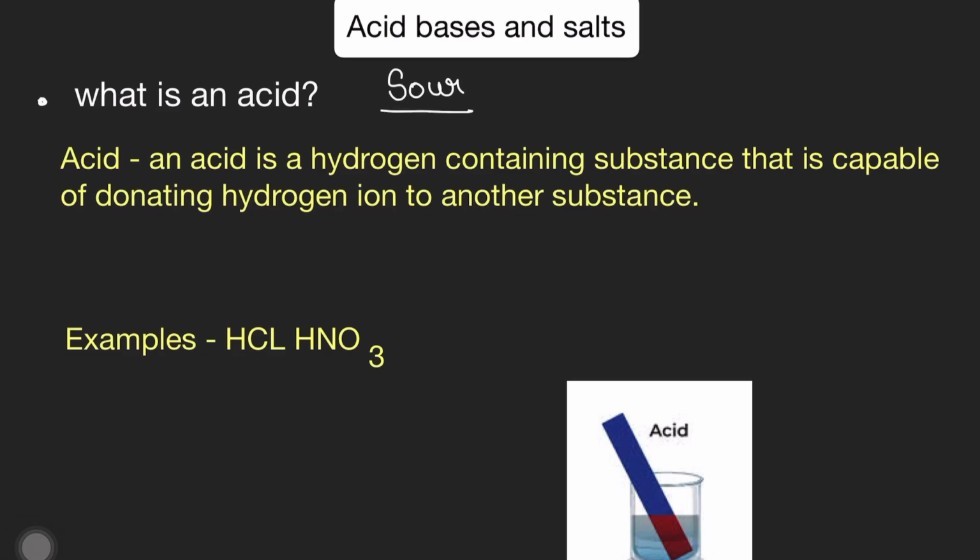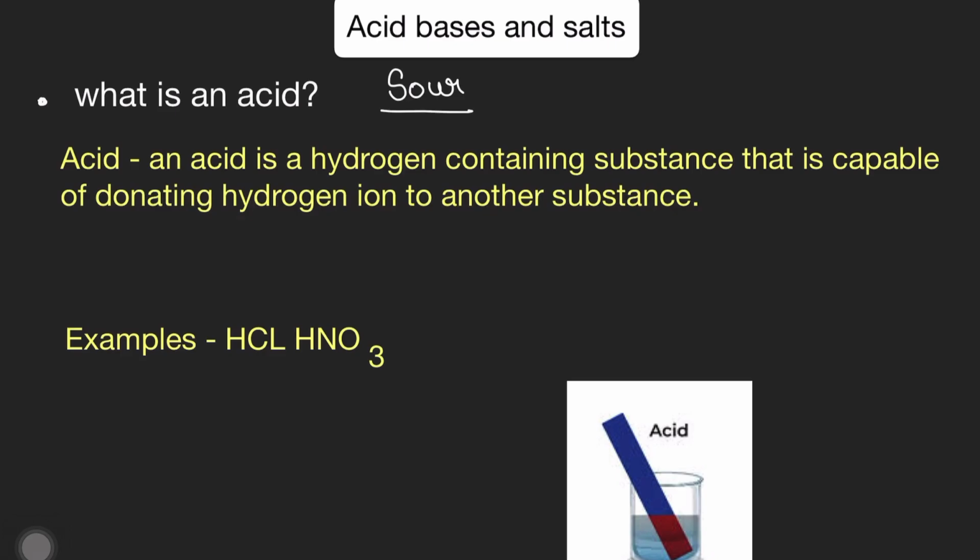If we talk about the characteristics of acids, we already know that acids are sour in nature. But we cannot taste each and every acid to detect whether it is sour or not, because some strong acids, like hydrochloric acid or sulfuric acid, can burn our tongue.